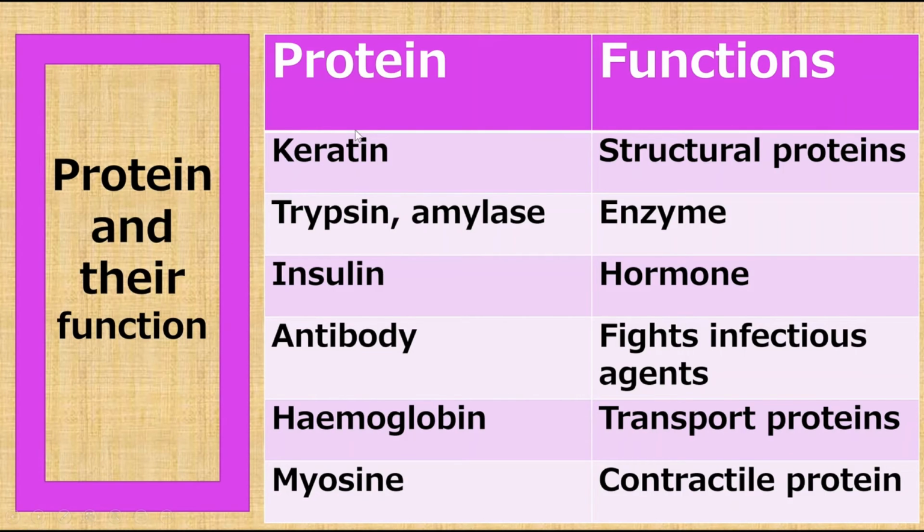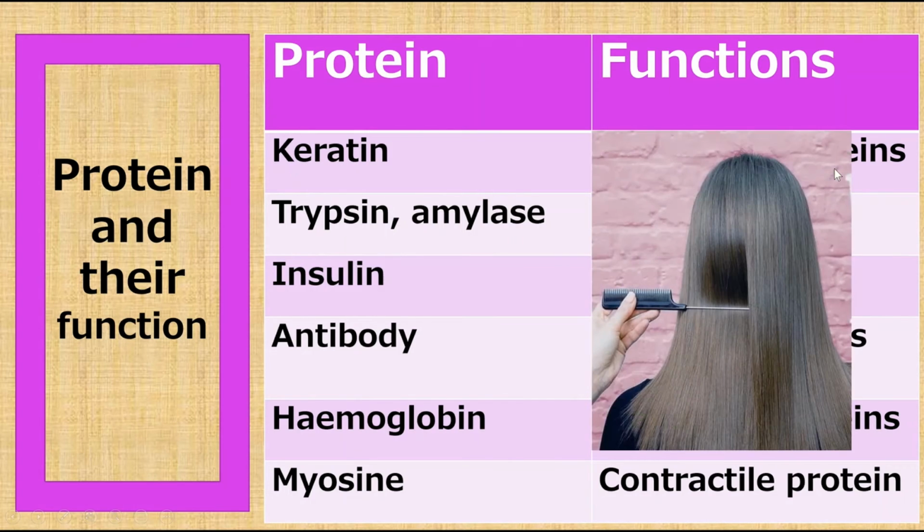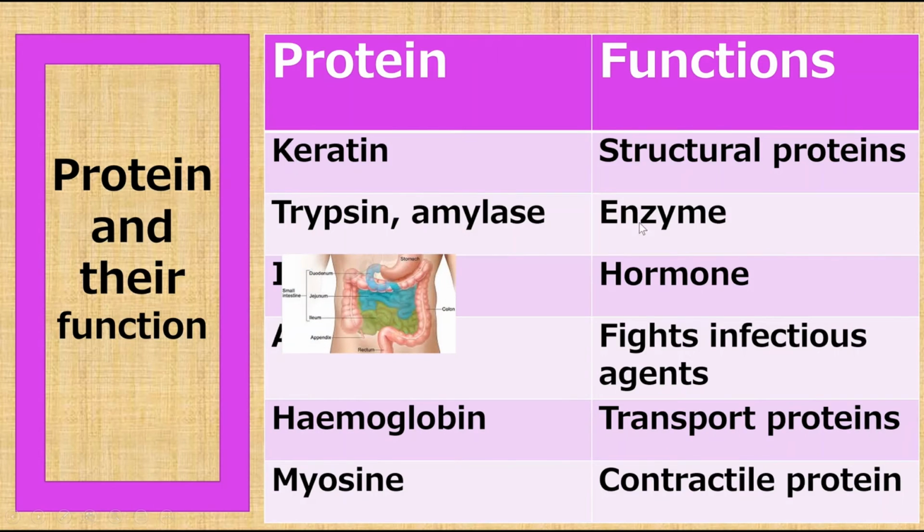Functions, so proteins are a very important part of our life. We can see different roles of protein. For example, the first is keratin, which acts as a structural protein, and keratin is present in our hairs. Okay. The second, it can also play a very important role as an enzyme. For example, trypsin or amylase. Trypsin is present in our small intestine and amylase is present in our mouth or saliva. So they can play a very important role as enzymes.